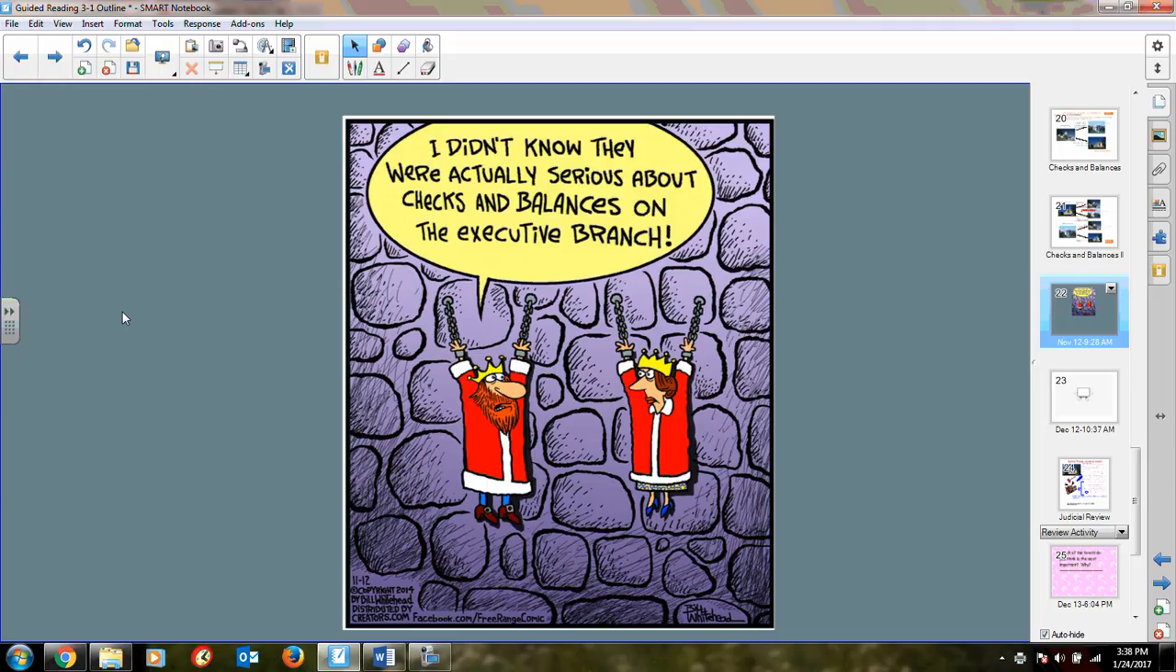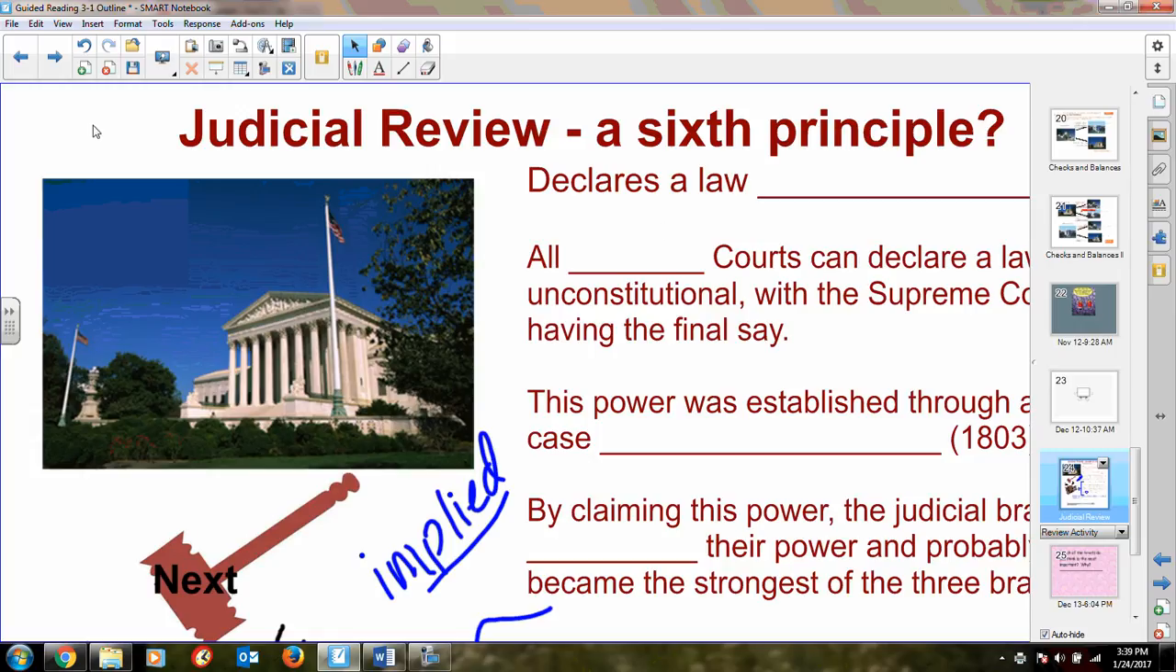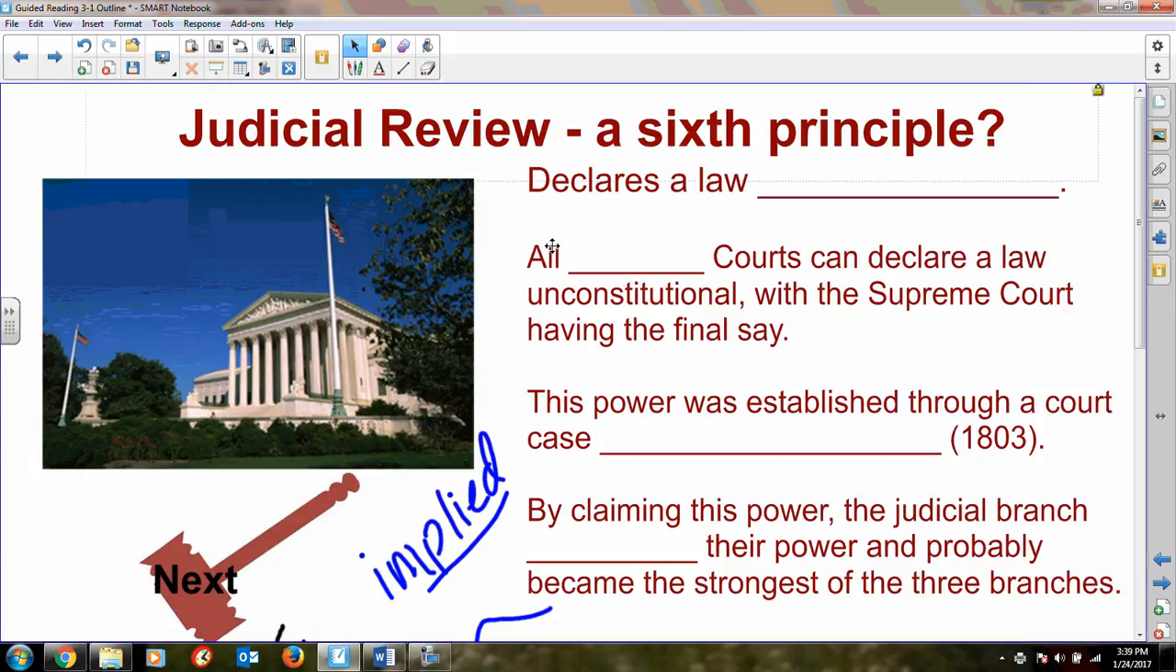Well, one of those powers is the power of judicial review. And this is the last item that is listed in your notes. So let's take a look at judicial review. Judicial review, as it says, a sixth principle, is it something that we look at completely independent of the checks and balances? Or do you include it in the checks and balances?